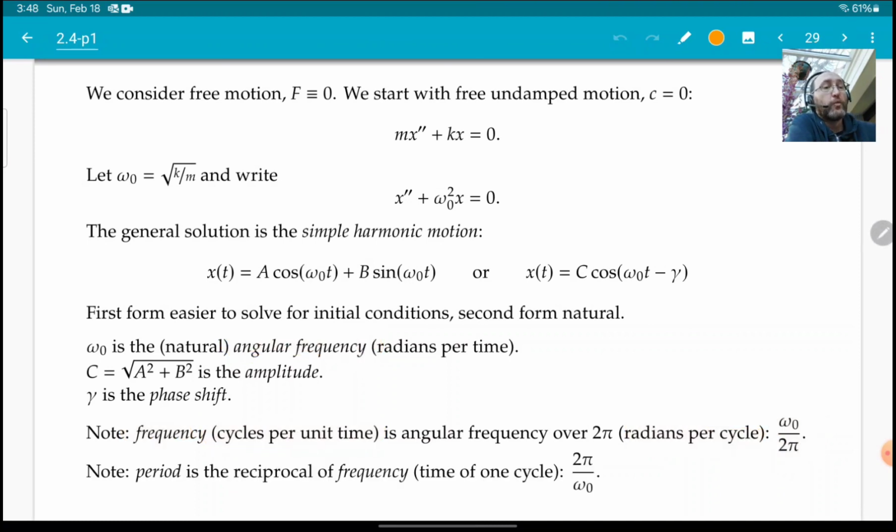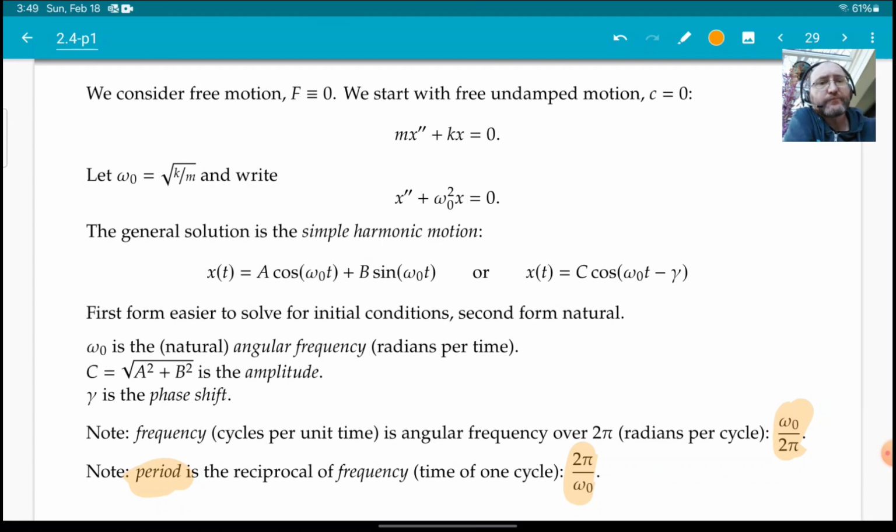Now, 1 over the frequency is the period. That's the time for one cycle, and that's just 2 pi over omega naught. So if you want to know how long it takes for the mass to go from one extreme, to the other extreme and back to the first extreme, that would be the period, which is 1 over the frequency, or 2 pi over the angular frequency.